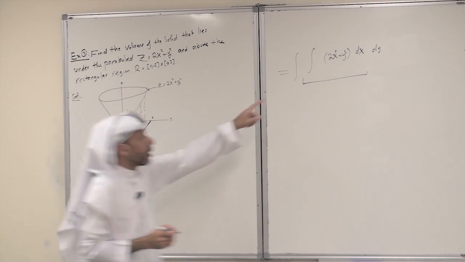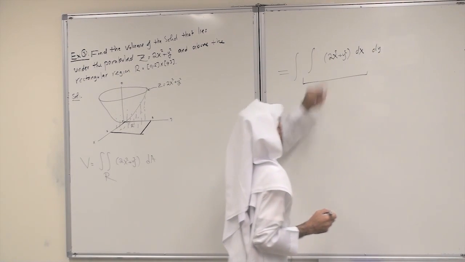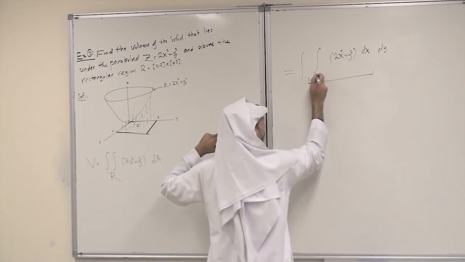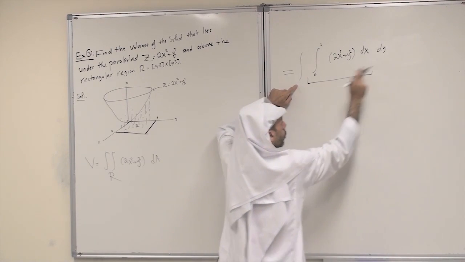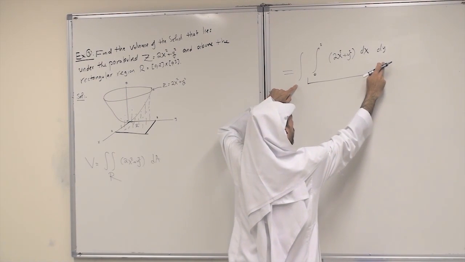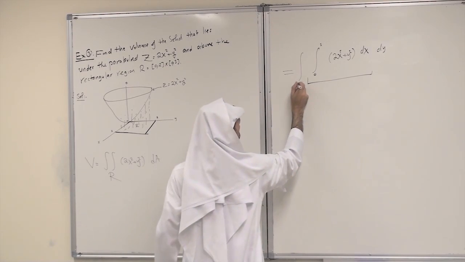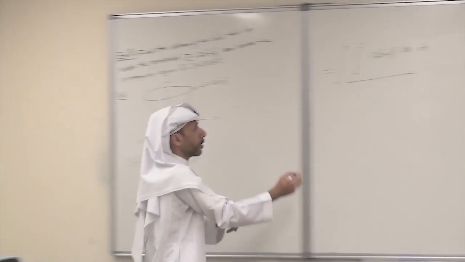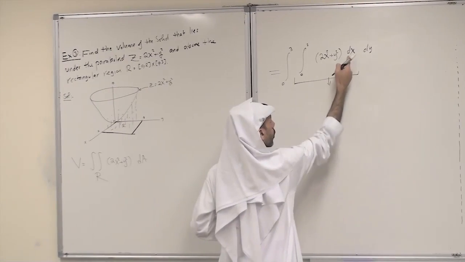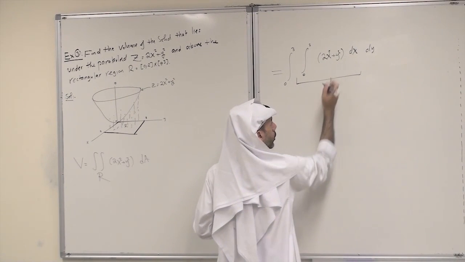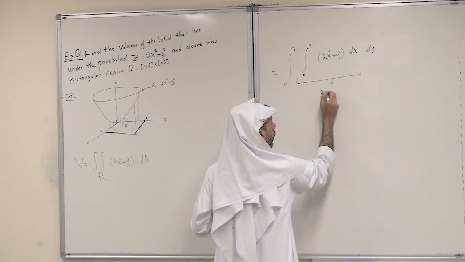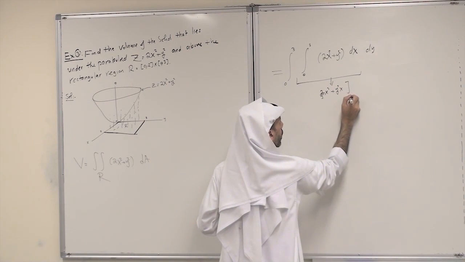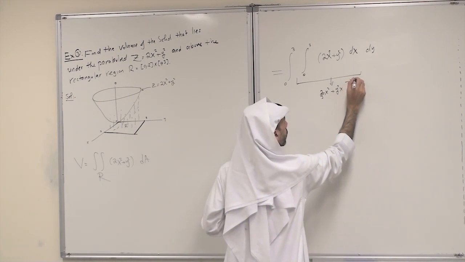For the inner integral, I choose the x limits, and the x limits come from the x interval 0 to 2. And the outer will go with dy, so I take the y interval 0 to 3. We evaluate the inner integral first. I integrate with respect to x, looking at y as a constant. So this is 2/3 x cubed plus y squared x from x equals 0 to x equals 2.